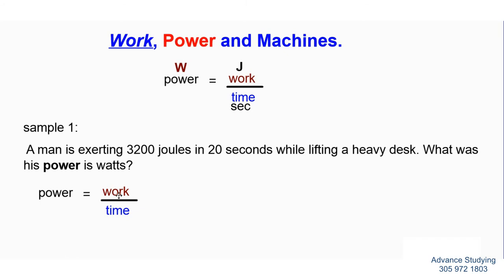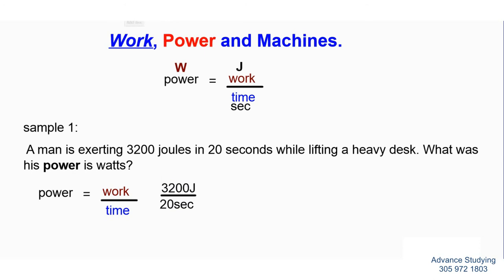So now just plug in your numbers. And I have that work is 3,200. How do I know? Because it is joules, and joules is work. And the man is exerting 3,200 joules in 20 seconds. Okay, so I'm going to write 3,200 joules. Okay, now I will divide that by my time, which is 20 seconds.